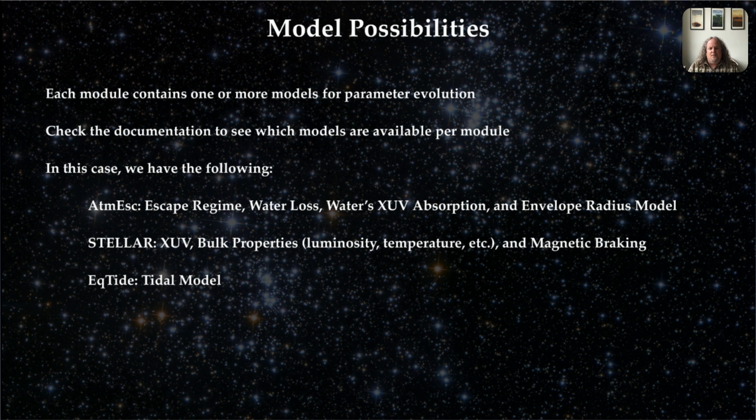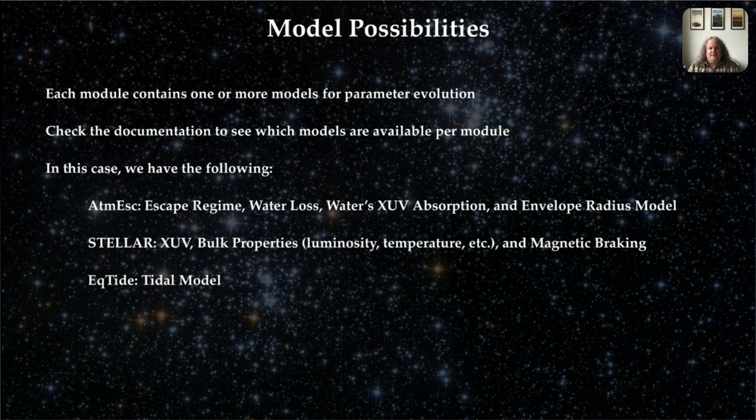Each module could contain one or more models for parameter evolution, and you should check the documentation to see which models are available for each module. In this case, we have the following possibilities. ATMESC has models for the escape regime, the water loss mechanism, water's XUV absorption, and an envelope radius model. Stellar has models for the XUV evolution, its bulk properties, and magnetic braking. Eqtide only has one possibility, and that's the tidal model.